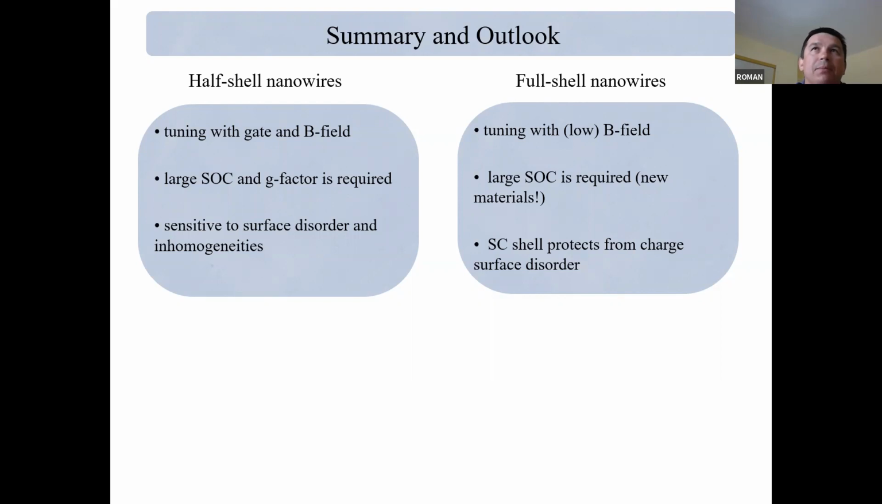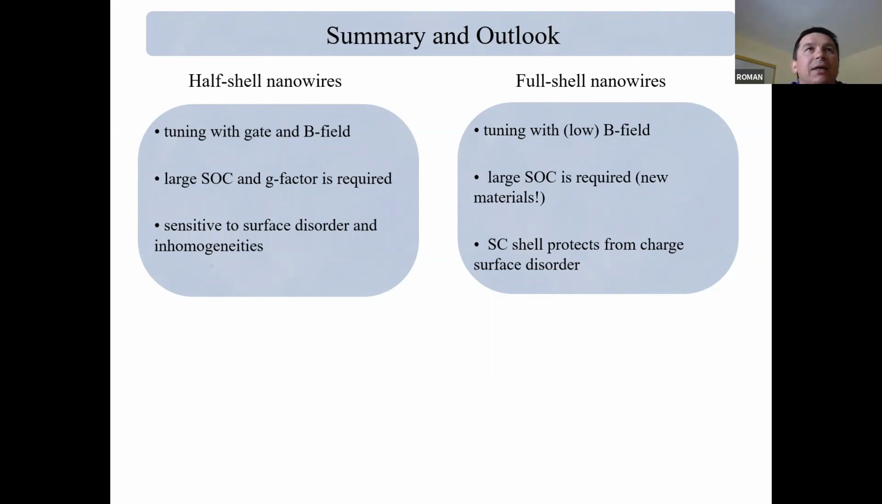So basically, the nature of the effect of magnetic field is completely different. It's an orbital effect. So that's a big difference. And we know that magnetic field eventually kills superconductors, so it's good to work in the low magnetic field regime. Half-shell wires require large spin-orbit coupling and a large g factor, whereas the g factor is not really important for full-shell wires. So everything comes from spin-orbit coupling and orbital effect. So that potentially expands the landscape of materials that we can use to drive the system into the topological phase.